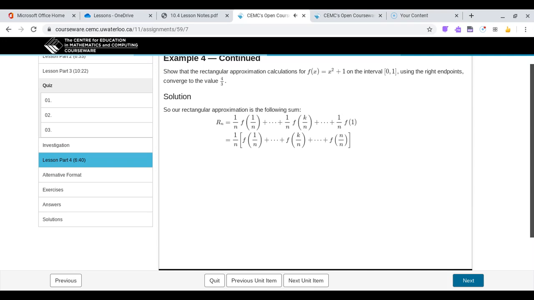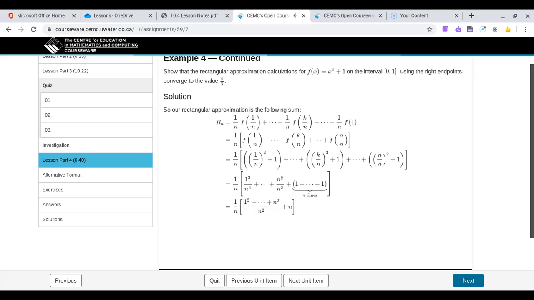And now we're left with f applied to a bunch of numbers. Well, remember that our function f is just x squared plus 1, so f of 1/n is 1/n squared plus 1, and so on down the line. So now doing some simplification, we're grouping like terms here. We group the n many ones together, and all of the squares together. So we can put the terms 1 squared, 2 squared, all the way to n squared over a common denominator of n squared. And finally, if we multiply through by the fraction 1 over n, we get the following result.